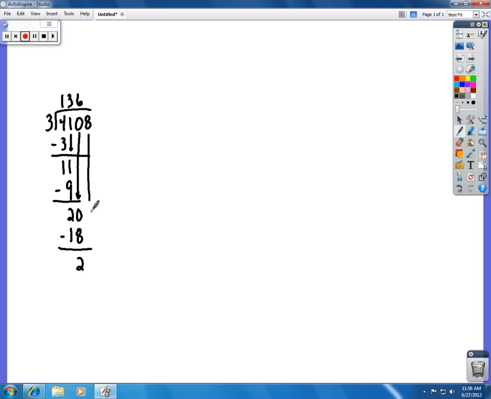And then, of course, last step is to bring down our last digit here. Figure out how many times 3 goes into 28. Well, that will go in 9 times without going over. And so we'd have 9 times 3, which is 27. So our answer to this problem will be 1,369 with a remainder of 1. Okay, so that's the basic problem.